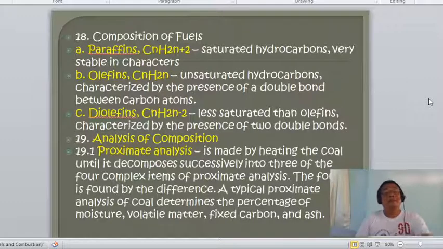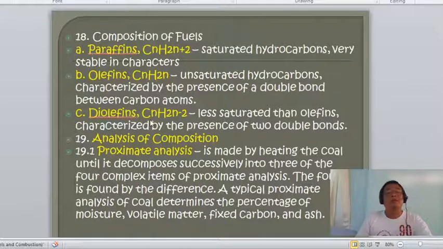Okay. So, paraffins. That is CnH2n+2. So, take note, this is for hydrocarbon fuel. Saturated hydrocarbons, very stable in character. Another is the olefins. This is CnH2n. Okay. So, unsaturated hydrocarbon, characterized by the presence of a double bond between carbon atoms.